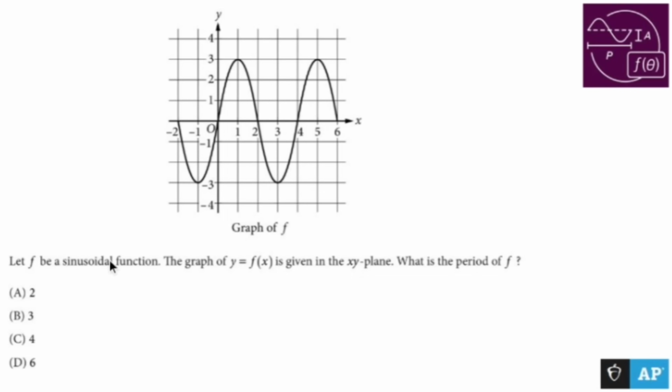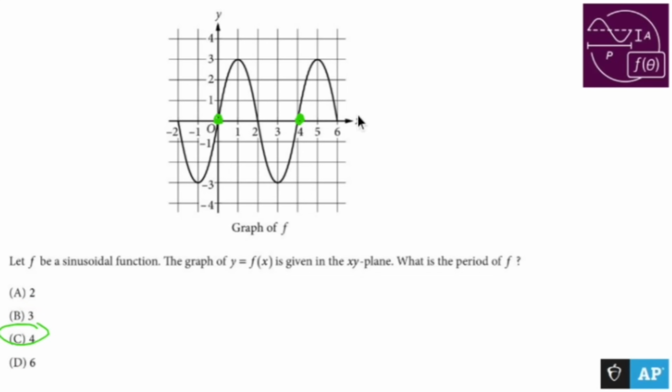Let f be the sinusoidal function. There you see, sinusoidal means it's periodic, goes up and down like so. The graph of y equals f of x is given in the xy plane. I see that. What is the period of f? Okay, so the period of f is how many spaces it takes for one complete rotation, to go from start to beginning. So the easiest thing to do is go here and start at 0. We go up, we go down, we start over at 4, which means my period is 4.